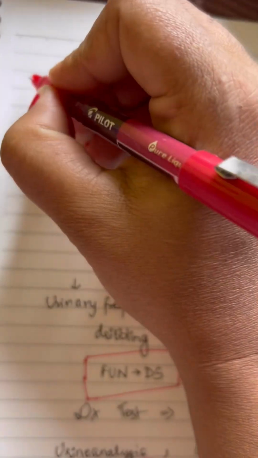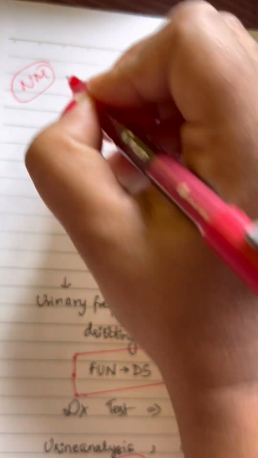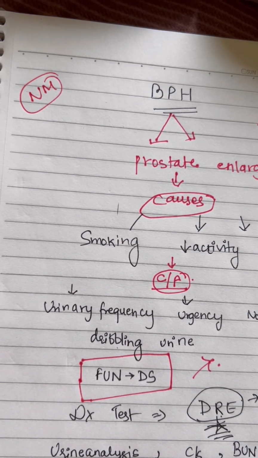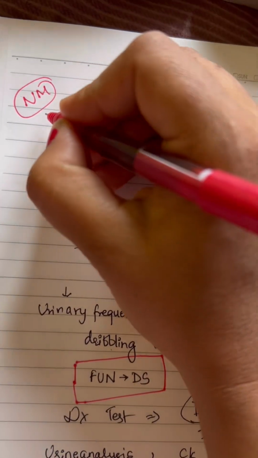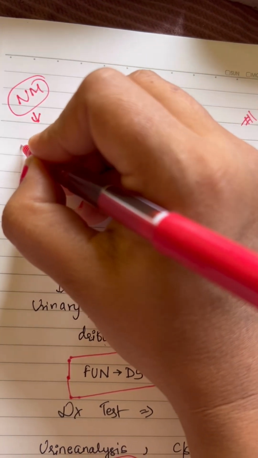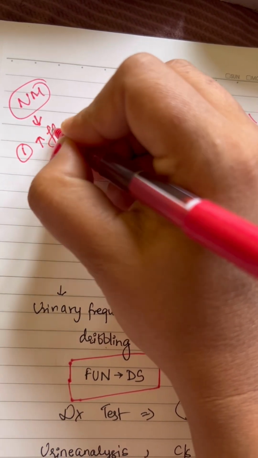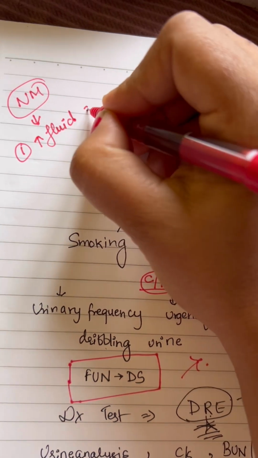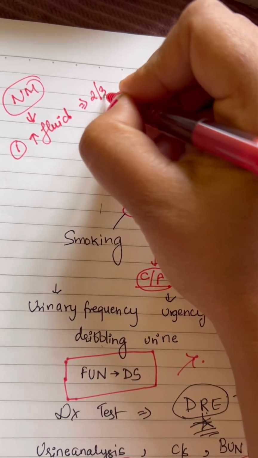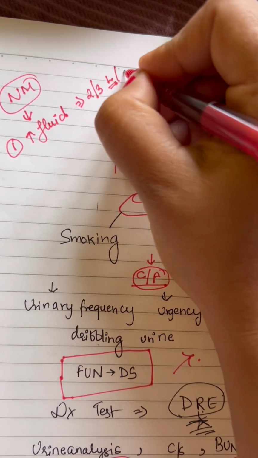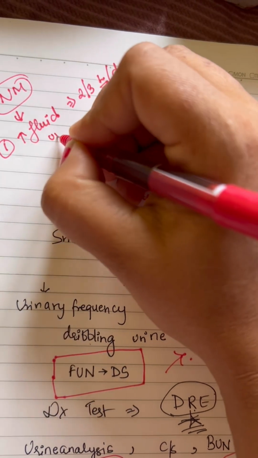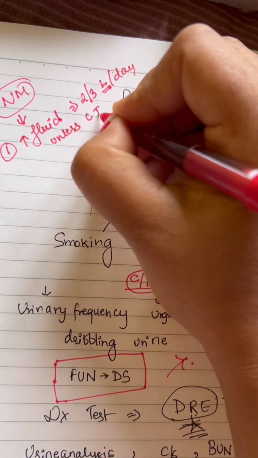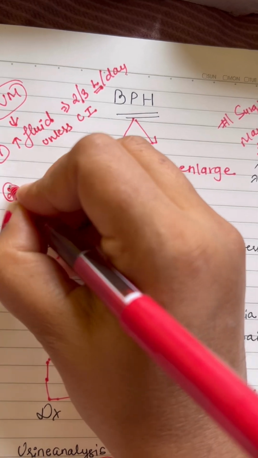Now let's learn about the nursing management, that is nursing consideration in case of BPH. So always remember our main problem is urine and urinary retention. So our target is to increase the amount of fluid, that is we must let the client consume 2 to 3 liters of fluid per day unless it is contraindicated.